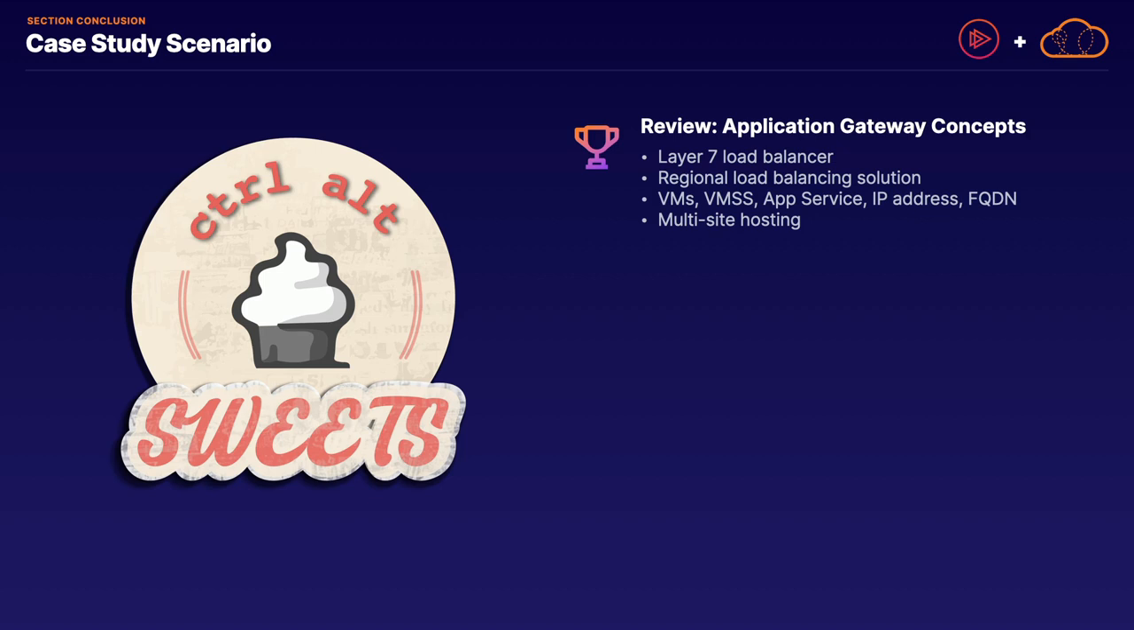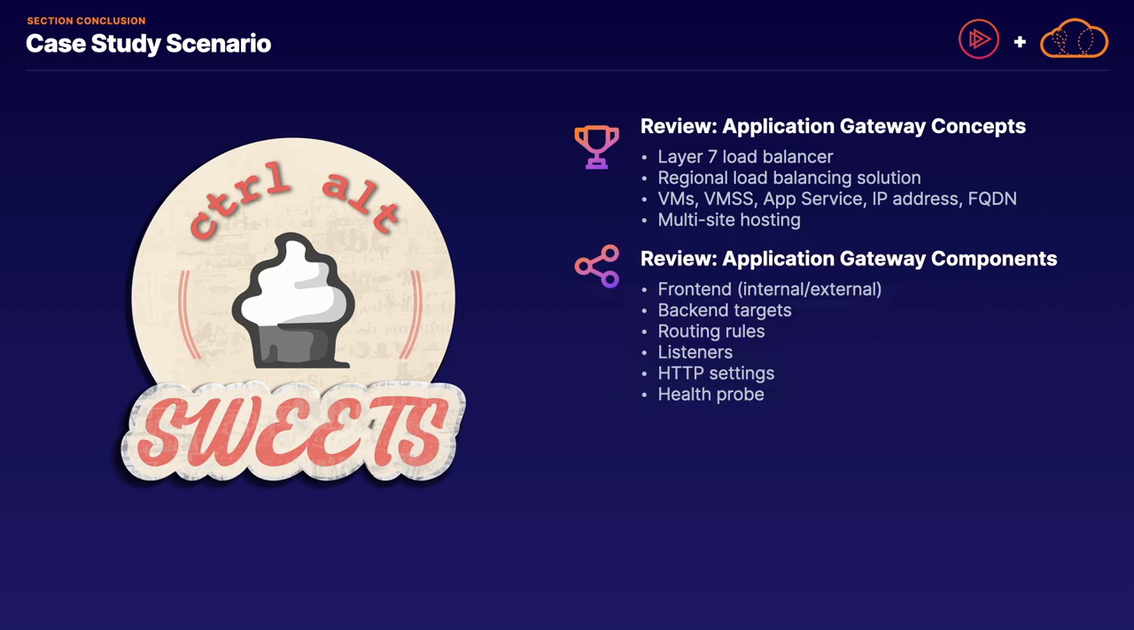And then when we're talking about reviewing those Application Gateway concepts, we're talking about the front end, be that internal or external, the backend targets, which are those compute resources, the routing rules that help us route traffic to the correct backend targets, the listeners that go into our routing rules that listen for that traffic and capture it and guide it to the appropriate routing rule, the HTTP settings, and the health probe that all tie into how we route traffic.